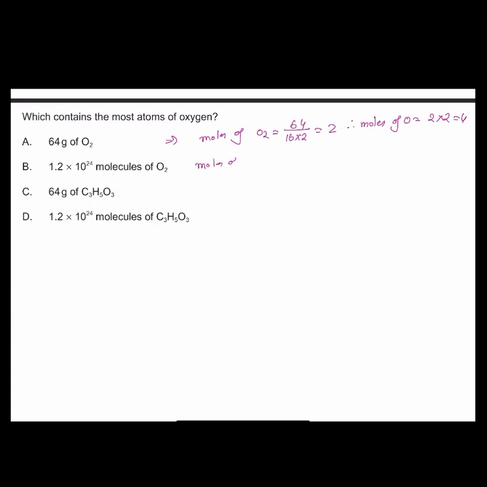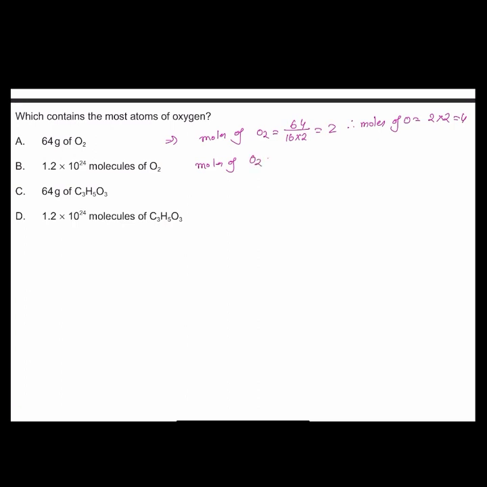Next one, moles of O2 would be 1.2 times 10 to the power 24 divided by 6 times 10 to the power 23. If I simplify, it will be 0.2 times 10, that is 2. So again, the moles of O atoms would be 2 times 2, that is equal to 4, right?